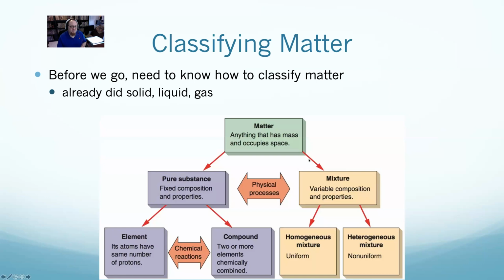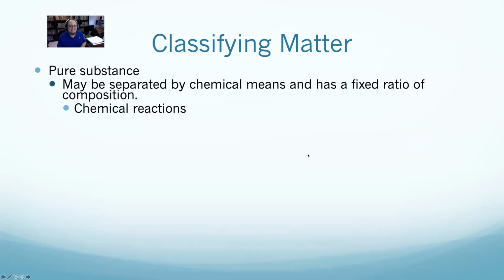A pure substance is anything that can be separated by chemical means only and has a fixed ratio of composition. That when you have a pure substance, only a chemical reaction can split it up. Water is a pure substance. Water has the chemical compound H2O. It's made up of hydrogen and oxygen. But I don't care how good of a filter you have, you'll never separate the two. You can do a chemical reaction to separate the hydrogen and oxygen, but you can't just filter them.